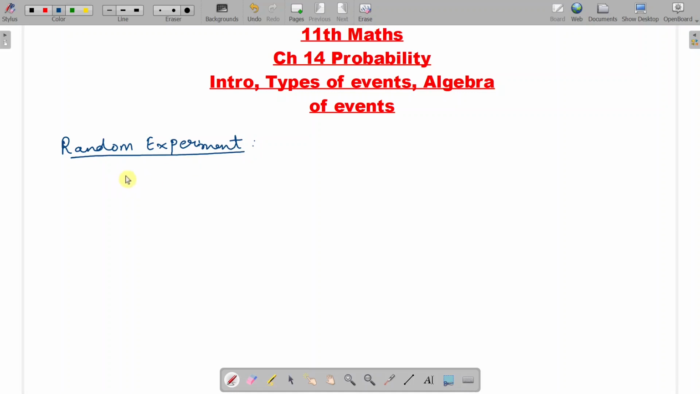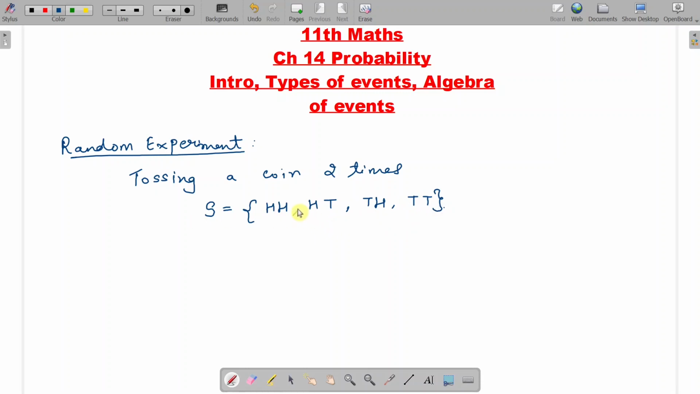So let us take the random experiment of tossing a coin two times. Okay, so this is the random experiment. What is the sample space? On tossing a coin two times, you can get head in the first toss, head in the second toss, or head in the first toss, tail in the second toss, tail in the first toss, head in the second toss, and tail in the first toss, tail in the second toss. So this is the sample space.